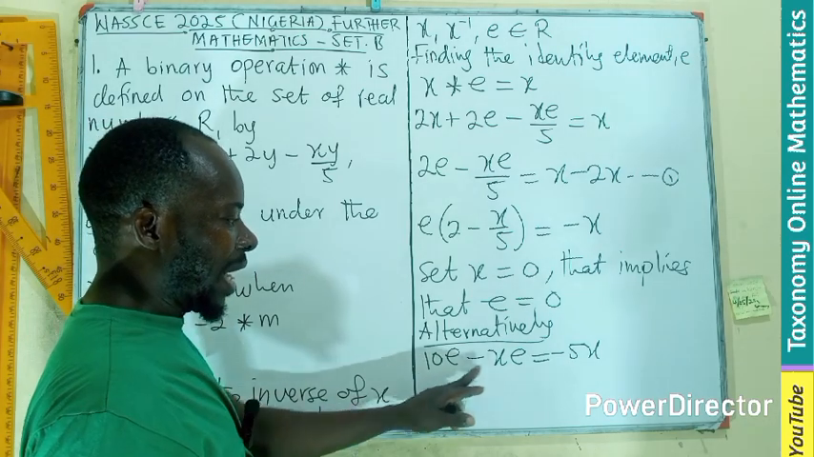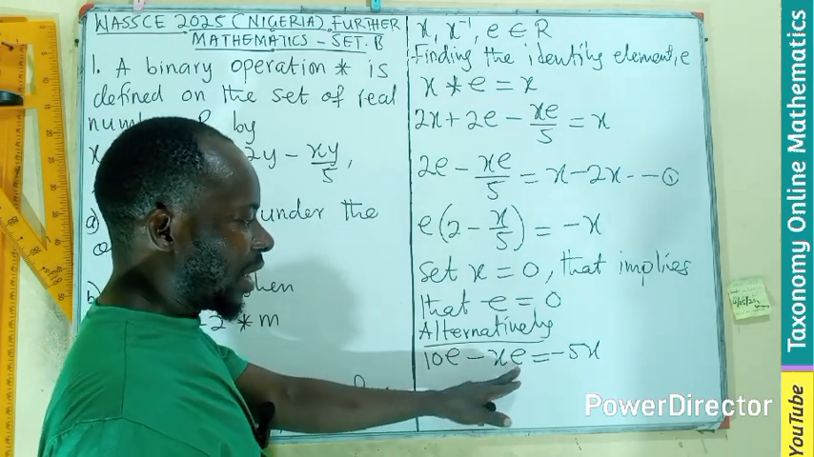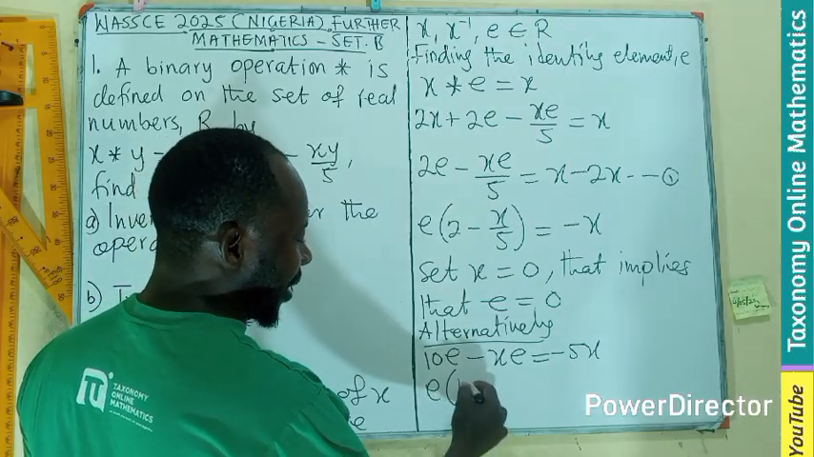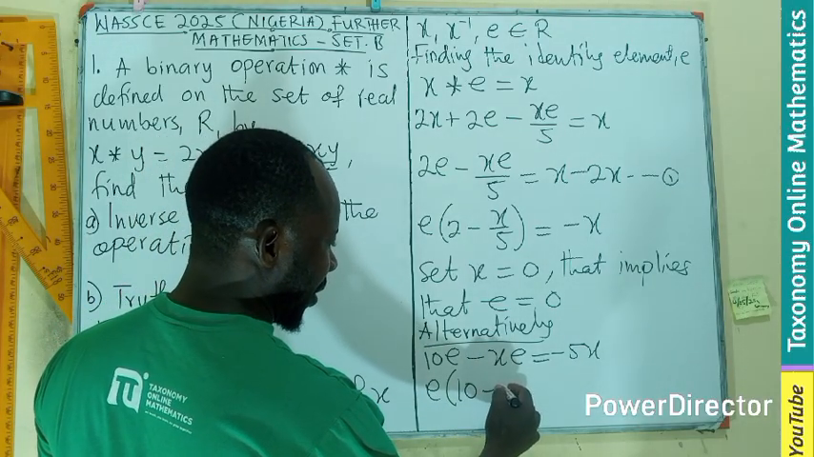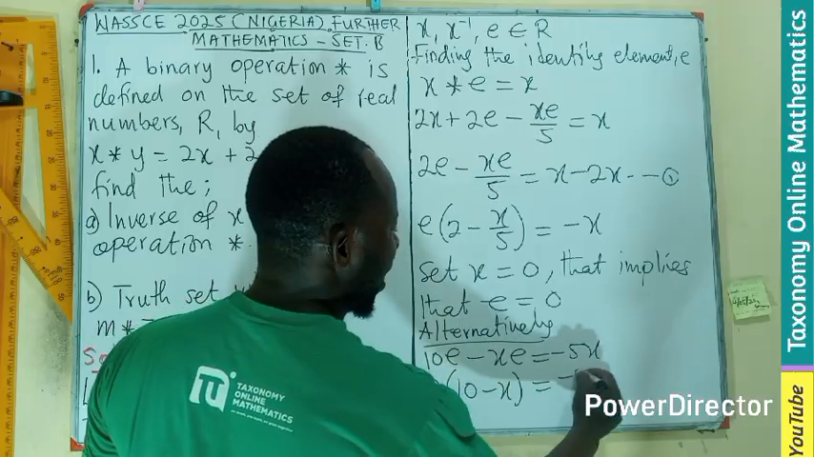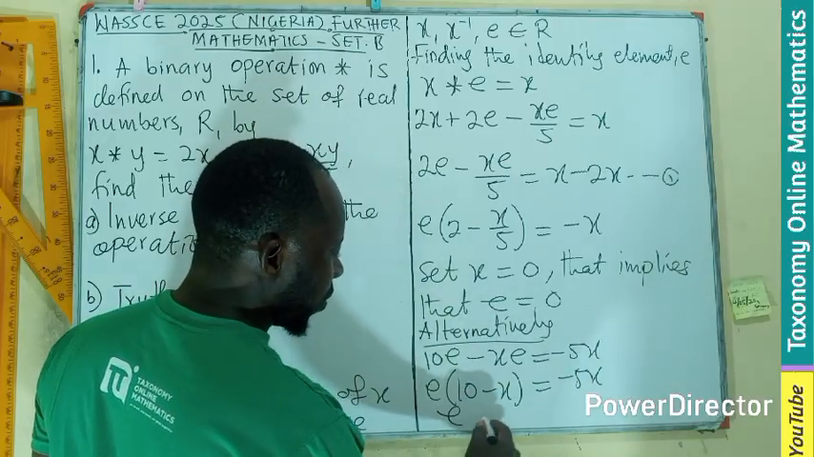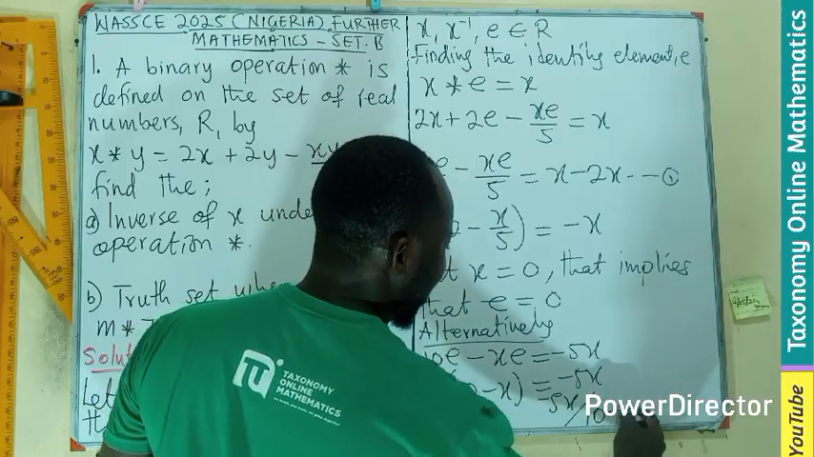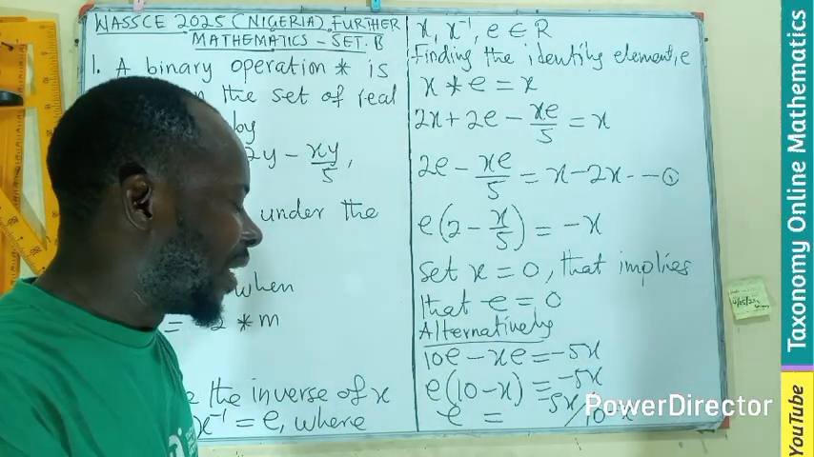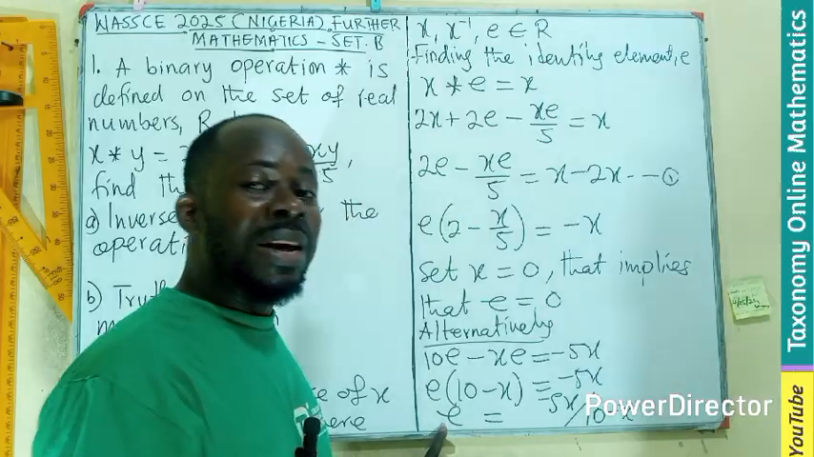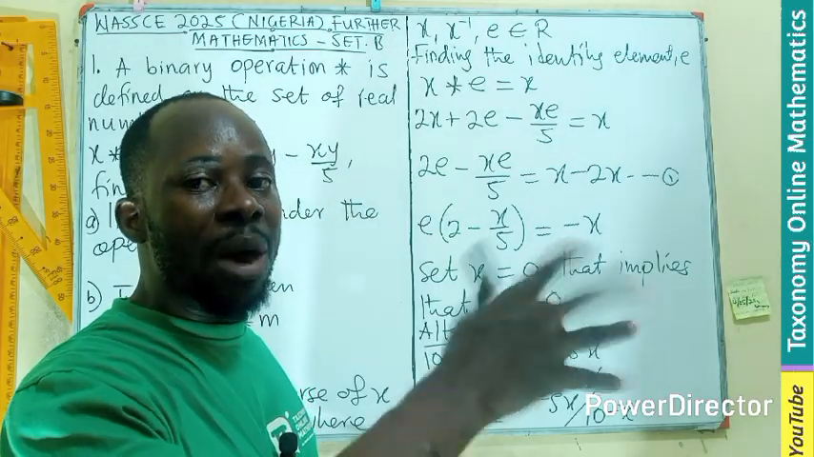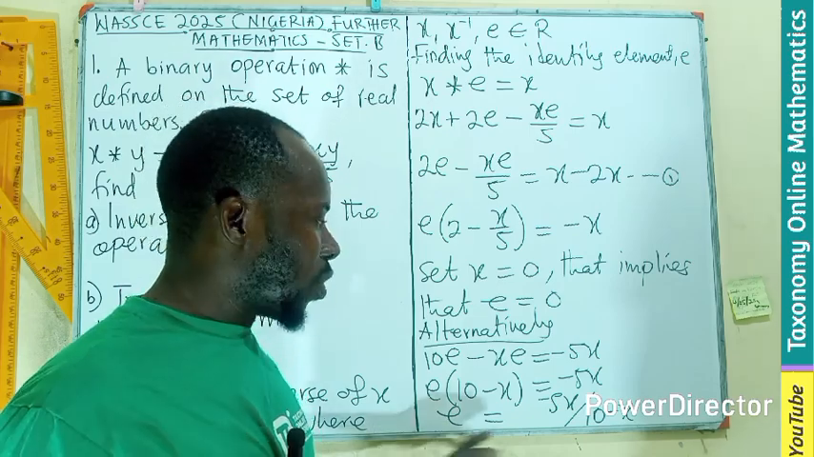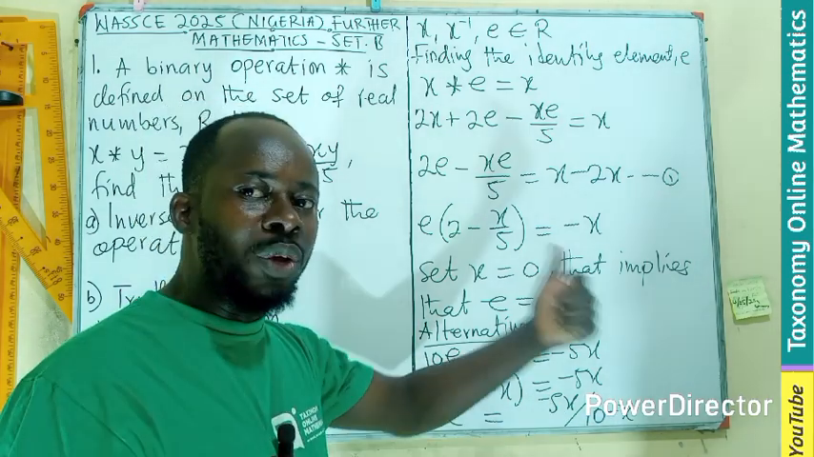So you can see that at this point, we can easily isolate the e, meaning e outside 10 minus x equals to minus 5x. So your e will just be minus 5x divided by 10 minus x. At this point also, we need the value of e to be independent of x. We don't want the x to be attached to the value of e.